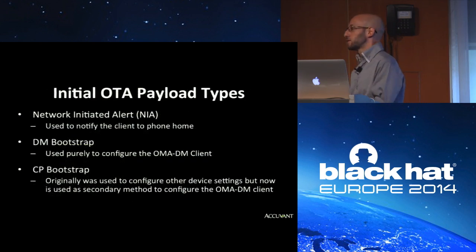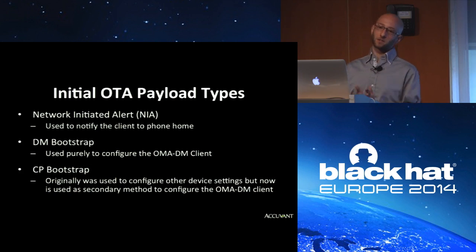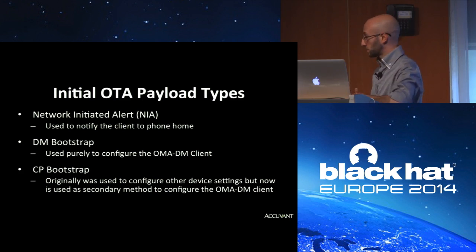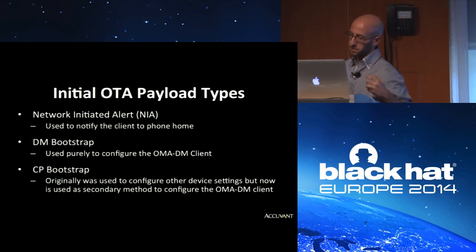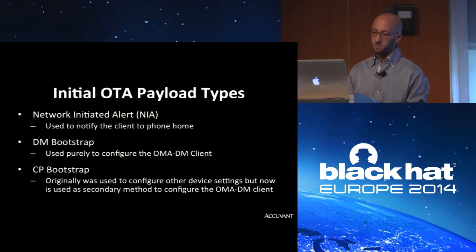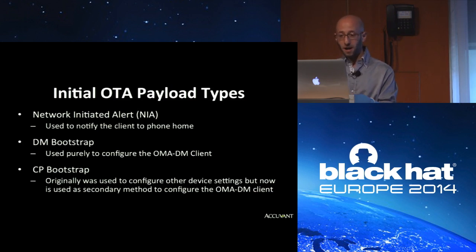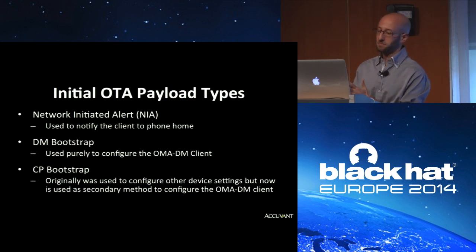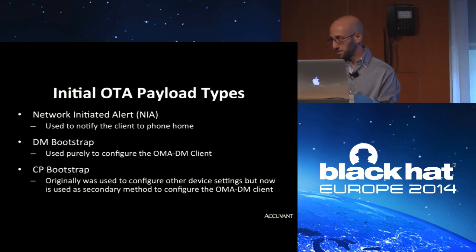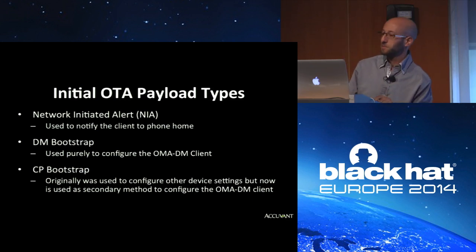Well, let's go into a little bit about what some of the initial over-the-air payload types are. So we have network-initiated alerts. These are very small WAP payloads, typically, that are used just to wake up the client. The carrier sends it, and the device phones home. We have DM Bootstrap and CP Bootstrap. These are over-the-air Bootstrap payloads. We're going to talk about this a little more in a couple more slides.